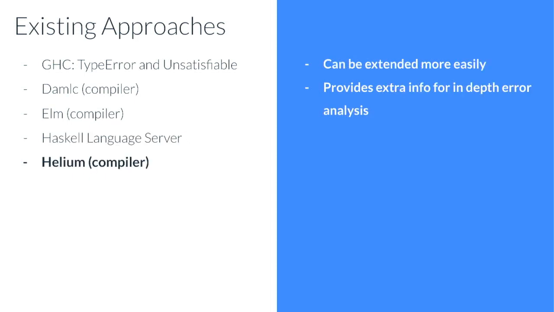And then another example is the Helium compiler. Who's heard of the Helium compiler? Okay, good, fantastic. So it was built from the outset to have a core that can be extended a little bit more easily, and provides a lot of extra information for more in-depth error analysis. It's really useful in the sense that they provide a lot of information for diagnosing these really complicated type error messages.